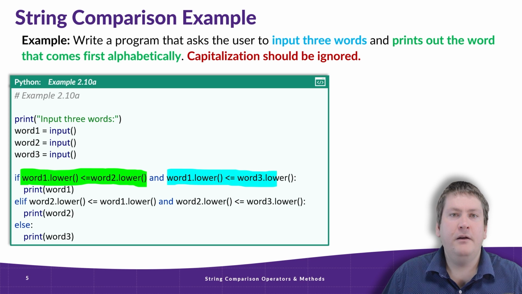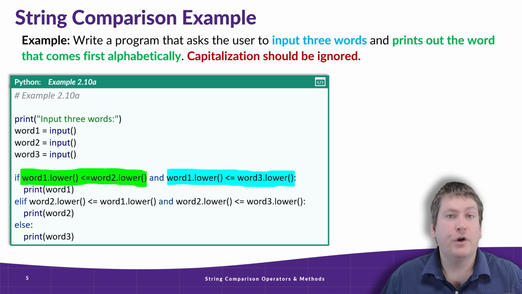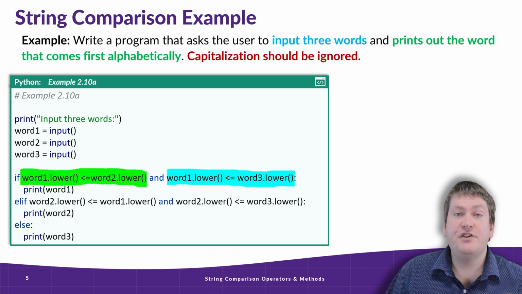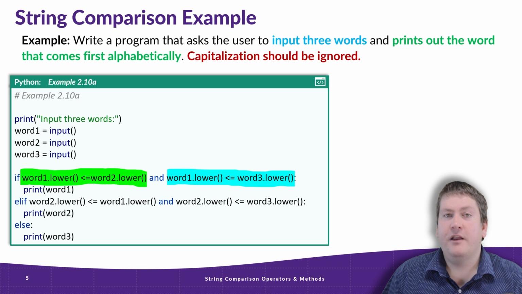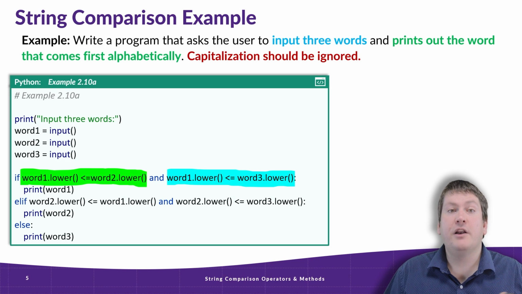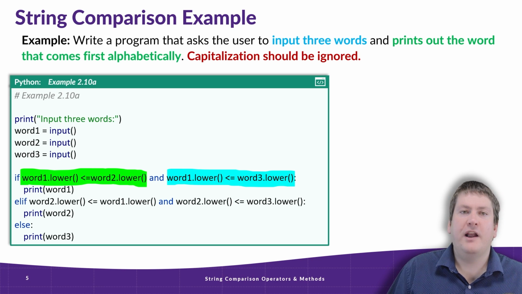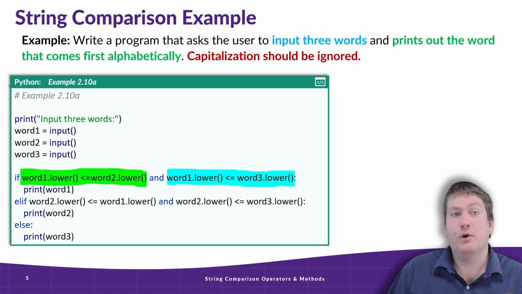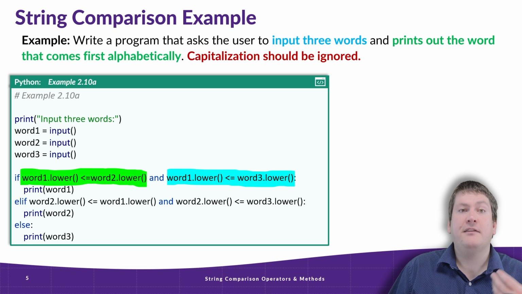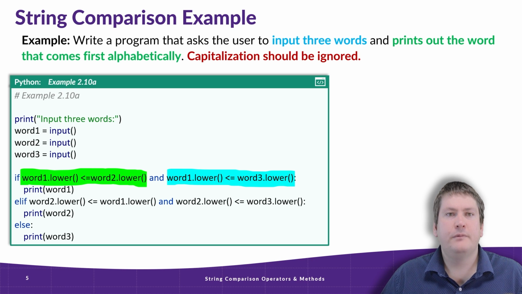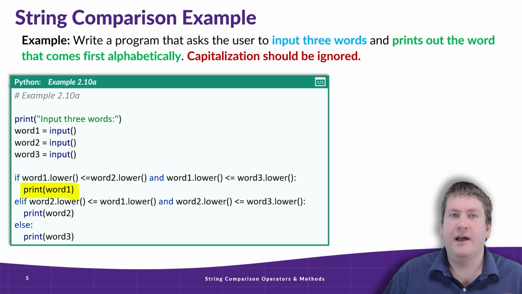So this if statement here has 2 conditions that it's joining together with an and. The first one is checking if word1 in all lowercase is less than word2 in all lowercase. The other condition it's checking is word1 in all lowercase is less than or equal to word3 in all lowercase. So basically, we want to know if word1 is the first word alphabetically. So if both of these are true, if word1 is less than word2 and word1 is less than word3, we know it is the first word alphabetically. In that case, we are going to print out the value of word1 because we've figured out that it's first.